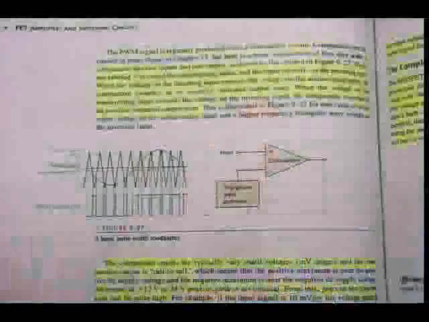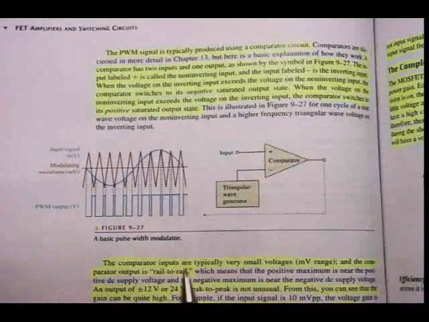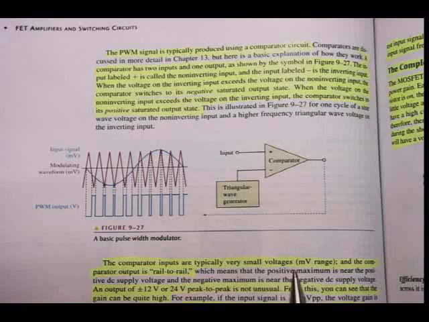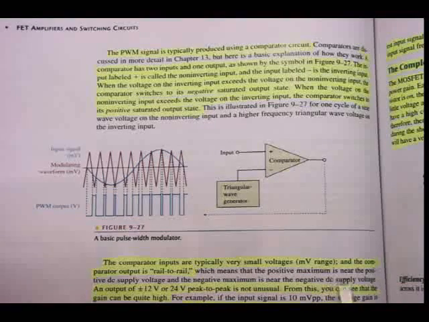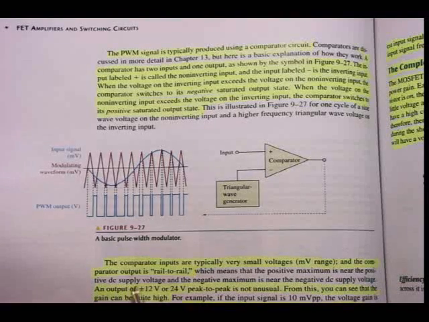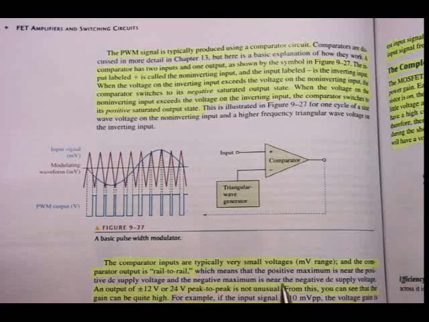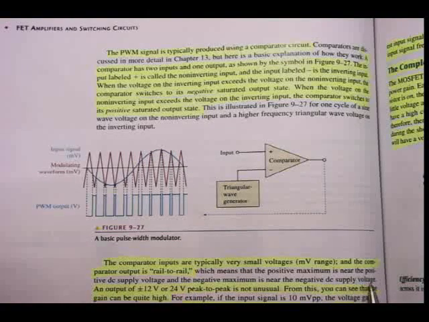All right. So the comparator just below figure 9-27, the comparator inputs are typically very small voltages in the millivolt range, and the comparator output is rail to rail. Now the rail to rail, what does that mean? It means that the positive maximum is near the positive DC power supply and the negative maximum is near the negative DC voltage.